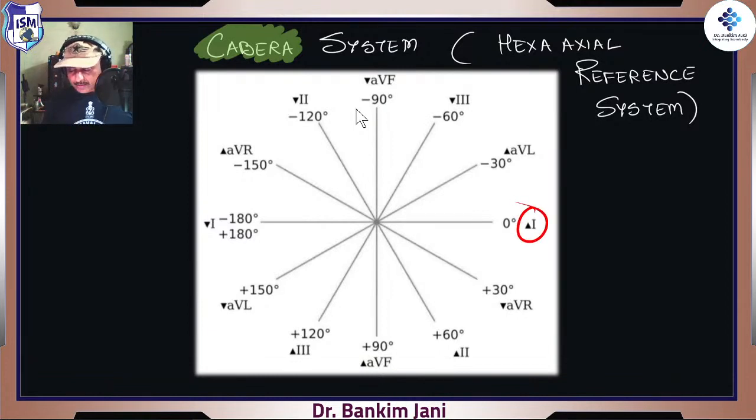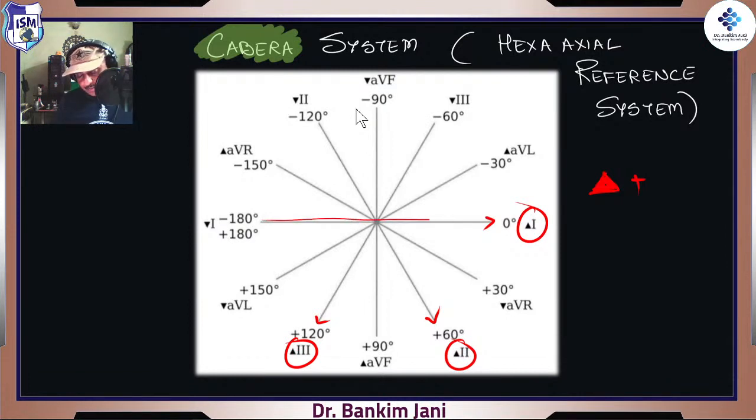Lead 1. Whenever there is an up arrow, that means it is the plus point, that means from there we are watching. That is the recording point. So this is 1, so 1 is done. 2, here it is. 3, yes, this is 3, this is plus. Then the same line can be extended further, so this is how the entire line is extended. Then coming to AVR, AVL, AVF.